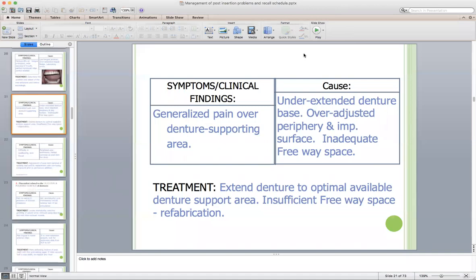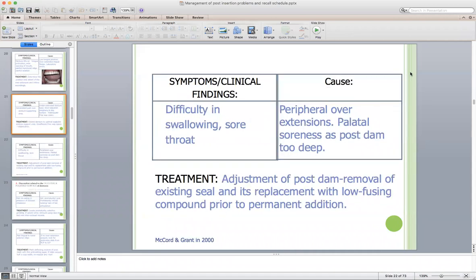Another problem that is associated with the impression surface of the denture is difficulty in swallowing or sore throat. Many a times patients do come back with these problems after denture insertion. It is usually because the peripheral extension at the distolingual part of the lower denture is overextended, or the posterior palatal seal area is overextended.